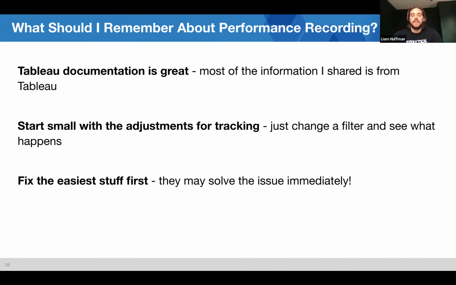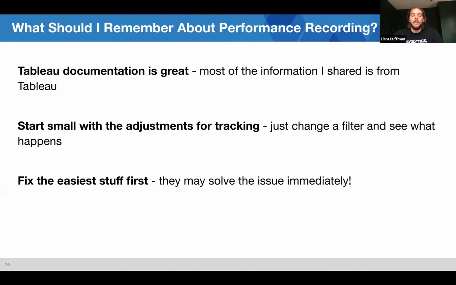Two, start small with the adjustments for tracking. Just change a filter at a time and see what happens. If you start adding too many different actions into the workbook performance recording at once, then we may lose sight of what the actual problem is, because now we're creating competing queries. So just change one thing at a time, stop the recording and see what happens. That way you can really figure out which steps are taking the longest.